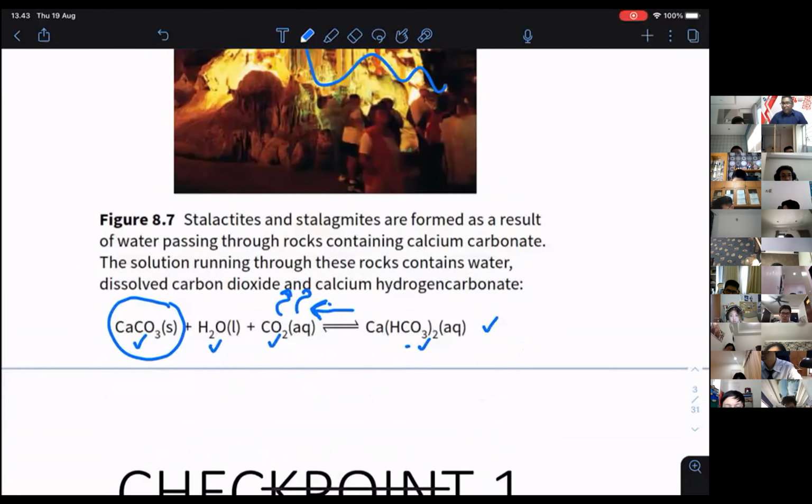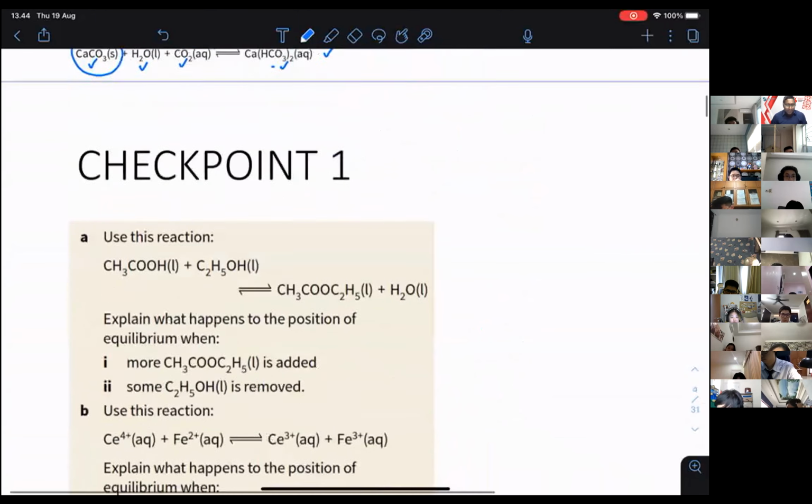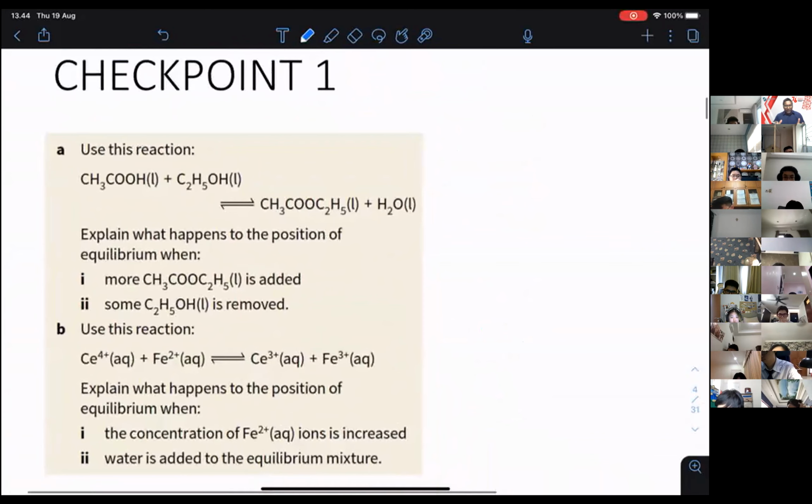So if they ask you to explain this, you already have an idea. If you read through the textbook, now you can understand better. But now if you look at the checkpoint, you see here, explain what happens to the position of the equilibrium if you are adding more of this. According to LCP, I'm going to use LCP for Le Chatelier's principle, when I have more, I need to reduce it. How do I reduce it? By reacting them. So move to the left. The position of the equilibrium will move to the left, to form more reactants.